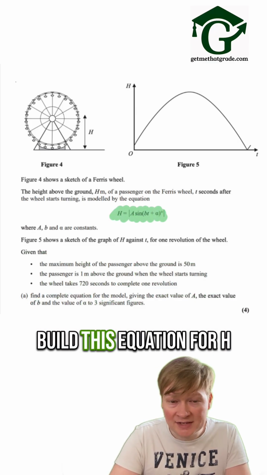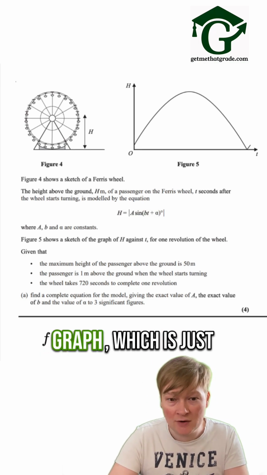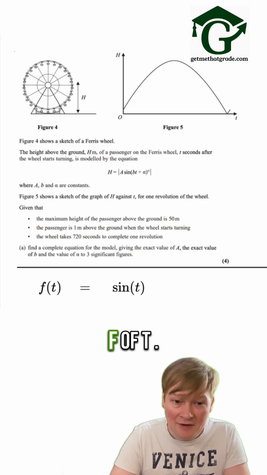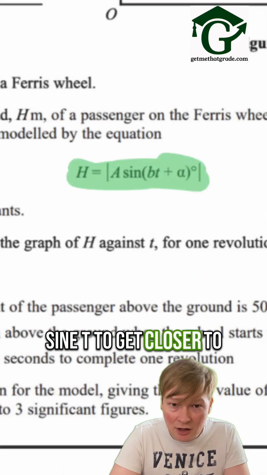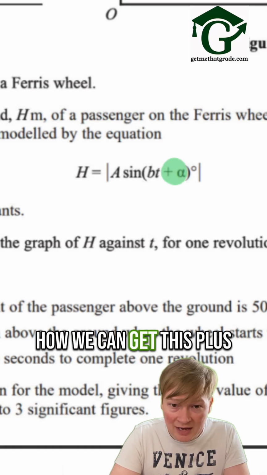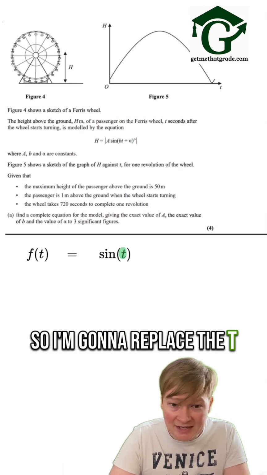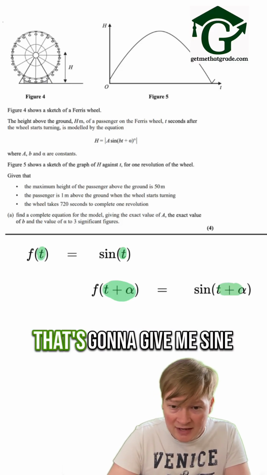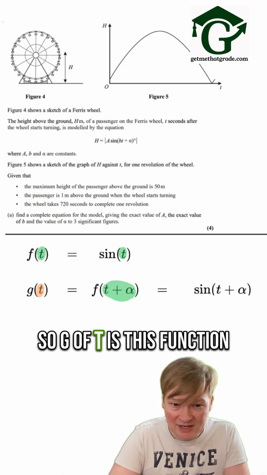Let's consider how we can build this equation for h from a series of graph transformations of the parent graph, the base graph, which is just going to be sine of t. I'm going to call that parent function sine of t, f of t. Now, what's the first graph transformation that we could apply to sine t to get closer to this? Well, one thing that we could do is to think about how we can get this plus alpha here. Notice that that plus alpha is inside the bracket here. So I'm going to replace the t inside the bracket with t plus alpha. So every t here gets replaced with t plus alpha. That's going to give me sine of t plus alpha. And I'm going to call that new graph g of t. So g of t is this function here.